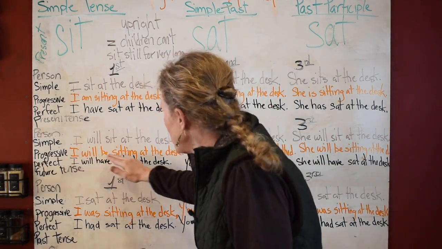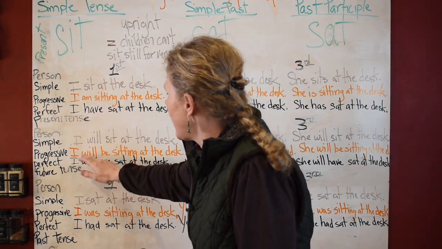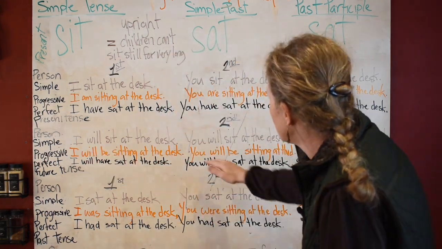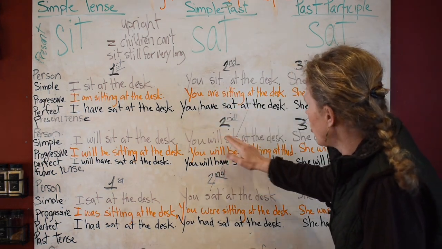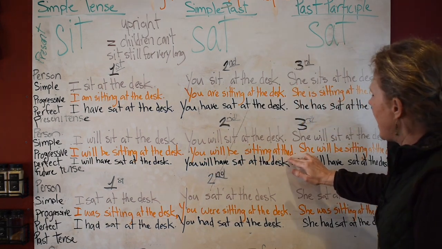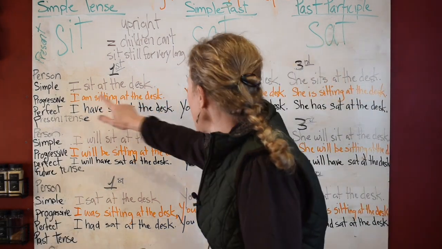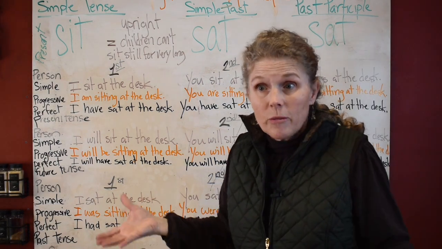Progressive. I will be sitting at the desk. Here we are changing the am and we're adding will be. But everything else is the same. Same here. Changing the word are and you're adding will be. You will be sitting at the desk. Now remember, be, these am, are, and is, they are just the form of be, right?